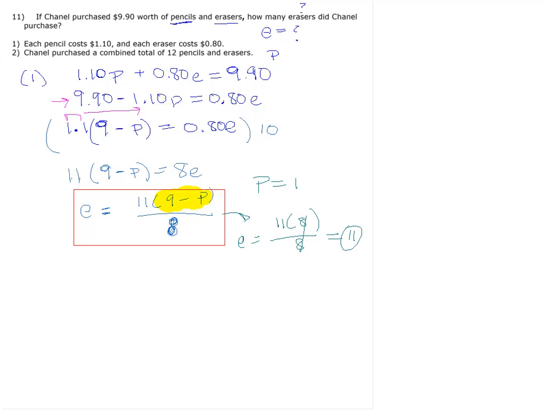So now we see statement 1 worked, so it's either A or D. Statement 2: she purchased a combined total of 12 pencils and erasers. That's not going to work. There are many different combinations for that.